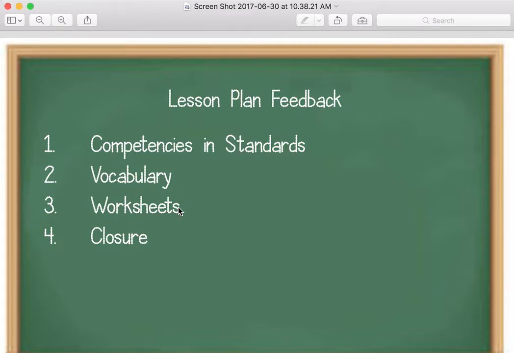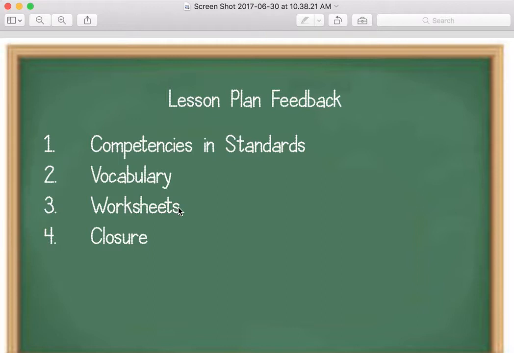Your activity should be hands-on. It should be interactive. It should be cooperative. It should be something that is engaging. It should be authentic. They should be doing something. Completing a worksheet does not meet any of those that I just mentioned.